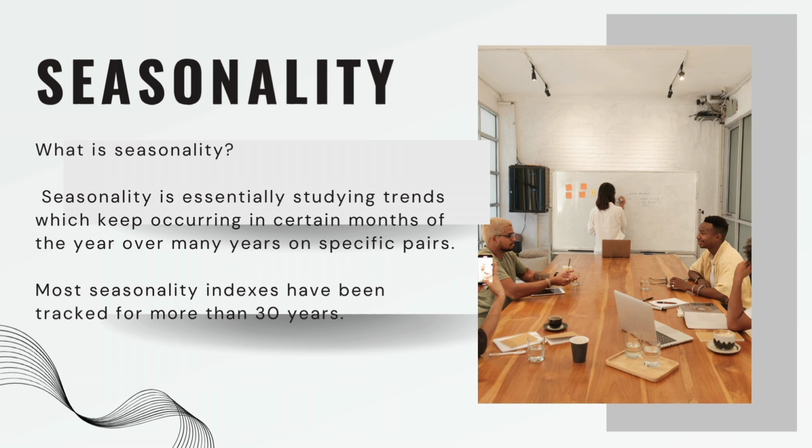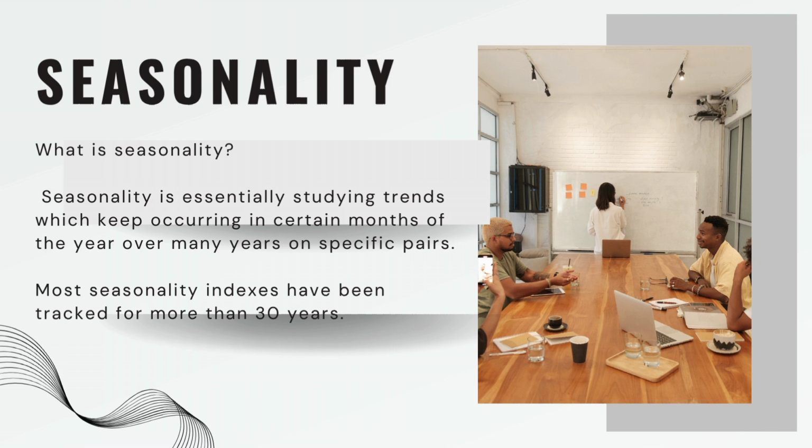Most seasonality indices have been tracked for more than 30 years. That is to mean the data I'm about to provide, or rather the data which has been taken from seasonality, is reliable data because it's data which has been in existence for more than 30 years. So for example, they have analyzed how US30 has behaved from January to December for more than 30 years.